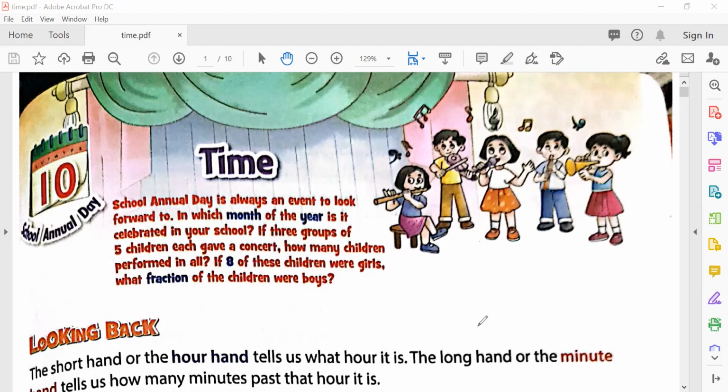Another question. 8 girls and total 15. So the fraction of girls will be 8 out of 15 and the fraction of boys will be 15 minus 8, which is 7. So 7 boys, 7 out of 15. In the denominator, you always write the total number. How many students were there in all? You have to write the total number in the denominator. This one is the denominator and the above one is the numerator.